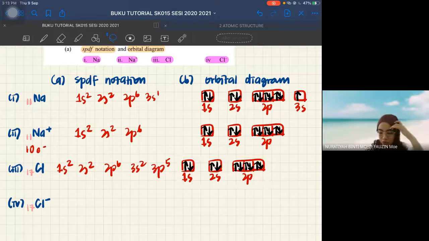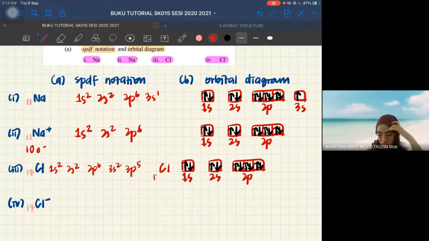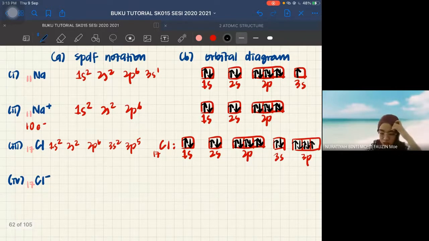Okay, you arrange it neatly so I can fit it in one place. When you write it, chlorine 17: 2p6, 3s2 and 3p5. Electrons: 1, 2. So there are 5 electrons in the 3p orbital: 1, 2, 3, 4, 5. So that is your chlorine atom's orbital diagram.